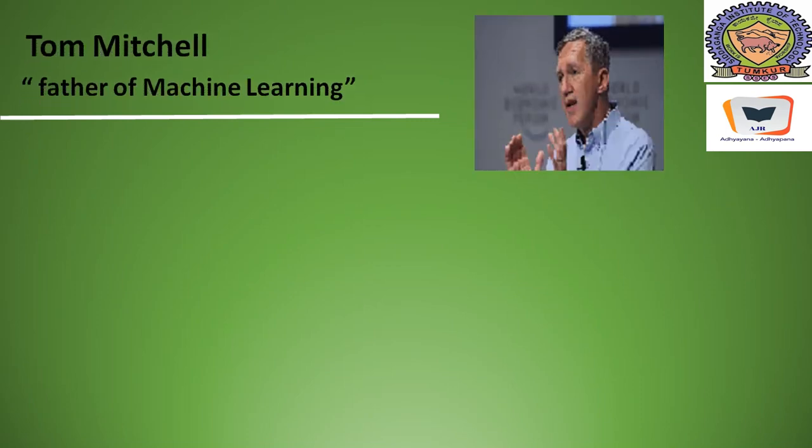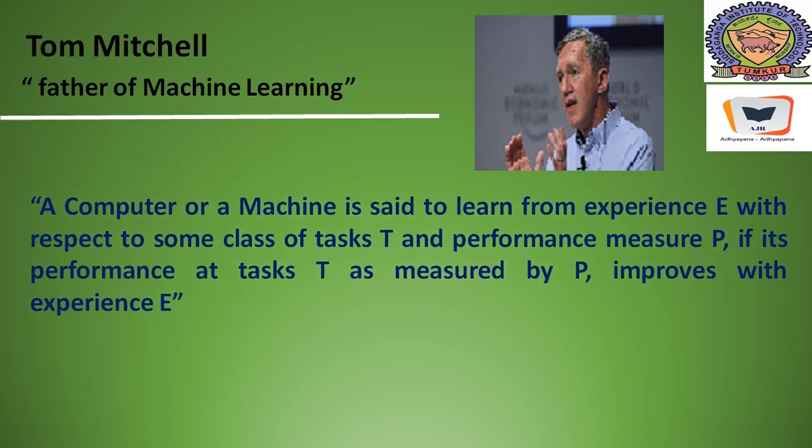According to Tom Mitchell, called the father of modern day machine learning, here is a classical, or some kind of academic, definition of machine learning. A computer or a machine is said to learn from experience E with respect to some class of tasks T and performance measure P, if its performance at tasks T, as measured by P, improves with the experience E.